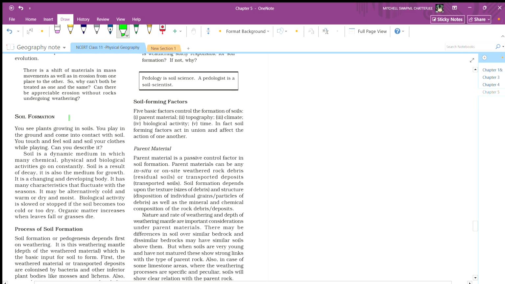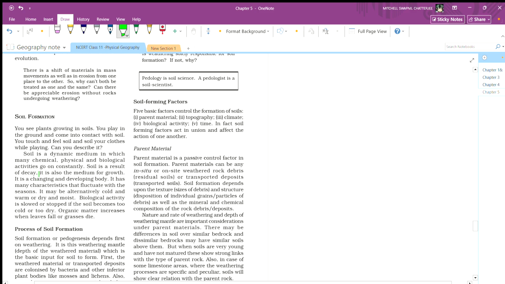The soil formation. You see plants growing on soils. You play in the ground and come in contact with soil. You touch and feel soil, and soil your clothes while playing. The soil is a dynamic medium in which many chemical, physical, and biological activities go on constantly. Soil is basically a result of the decay of rock.